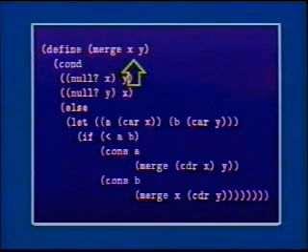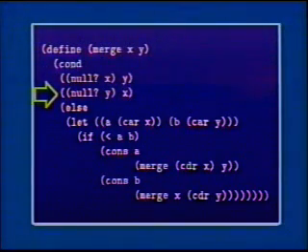So X and Y are two, say, lists of distinct numbers that are in increasing order. And what merge does is take two such lists and combine them into a list where everything's in increasing order. And this is a pretty easy program that you ought to be able to write. It says if X is empty, the answer is Y.